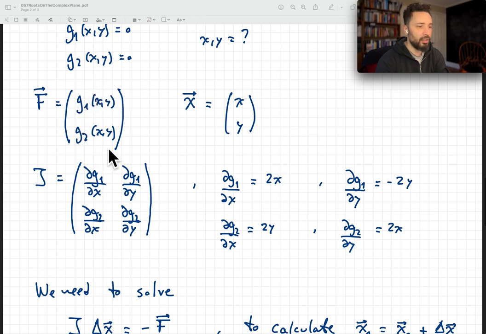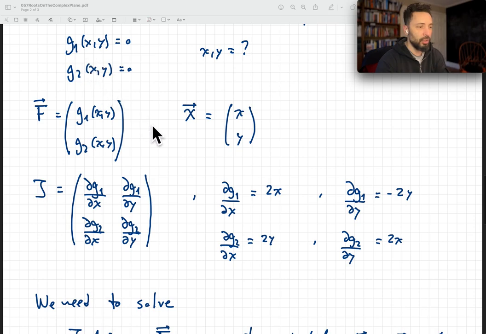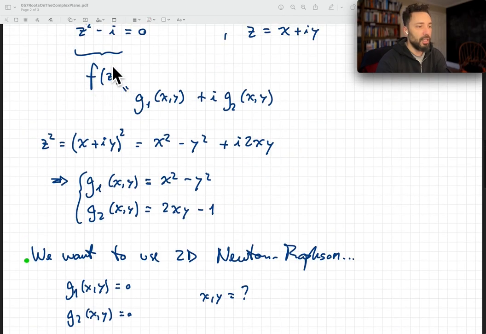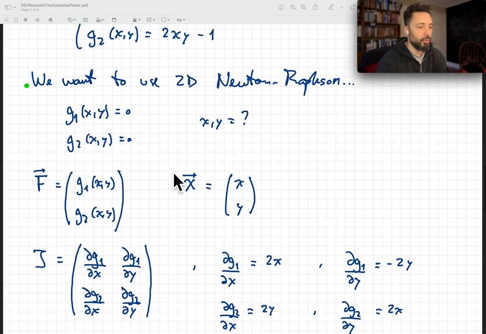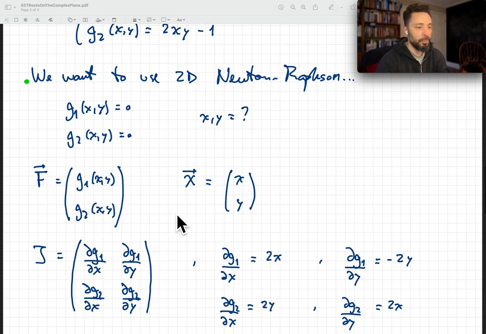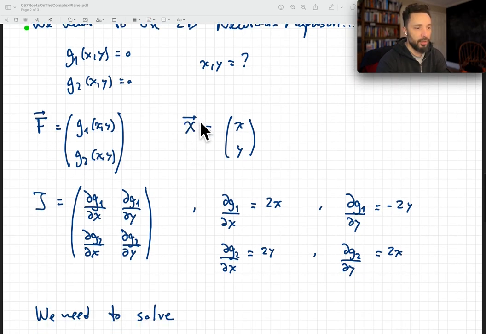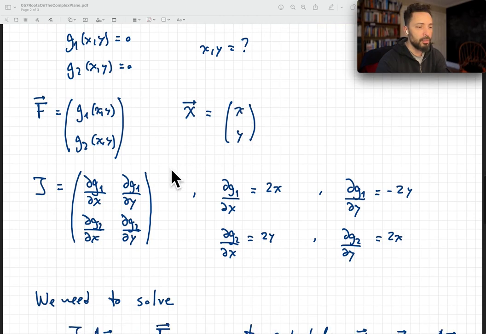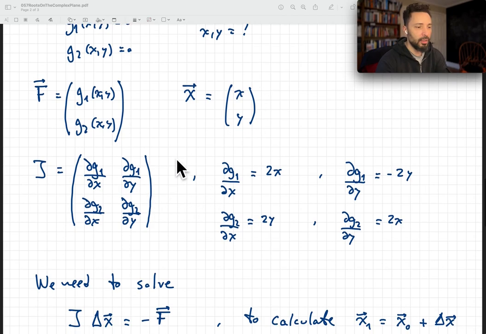First, we have our vector F encoding the function for which we want to solve, or rather, the function that has to vanish, the function whose root we're trying to find. That vector has two entries, g1 and g2, which encode the real part and the imaginary part of the original function that we called little f of z. So real part and imaginary part go into the entries of this vector. And then we define a vector that I called x here, with an arrow on top. It has entries x and y. Those encode our point on the complex plane.